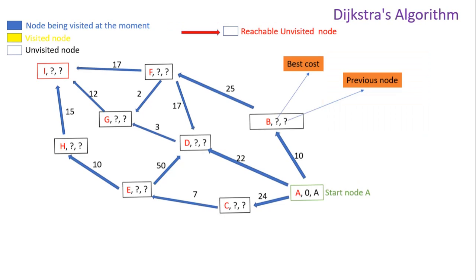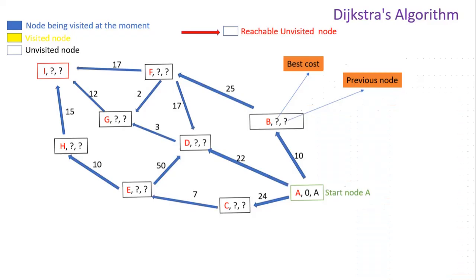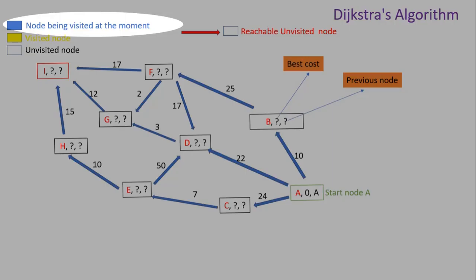Each node has two properties or variables: best cost to this node from the source node A, and the previous node to this node. We will fill the nodes with colors to represent the status of the node. Blue for the node we are visiting at the moment. Yellow for a node that is visited and we never visit again. White is the original state, which is an unvisited node for now.